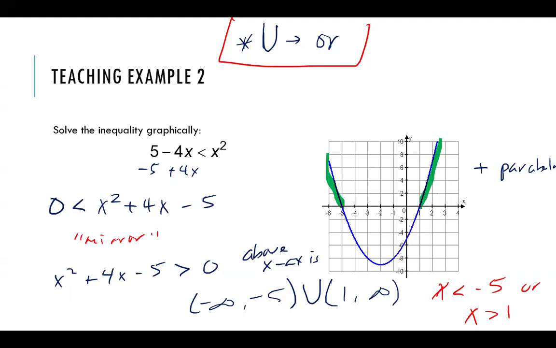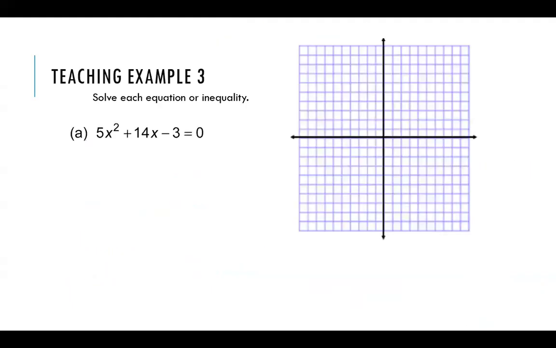All right. So our next example, we're not going to have the graph. We're going to create the graph ourselves. So here we have 5x squared plus 14x minus 3 equals 0. Notice that this is not an inequality, but an equation. And the reason why it's an equation is because there's an equal sign, right? Yes, we agree.